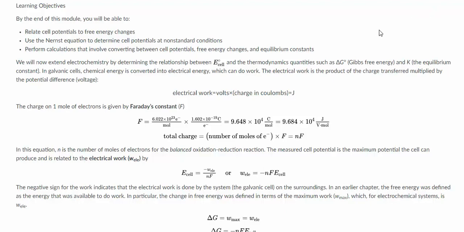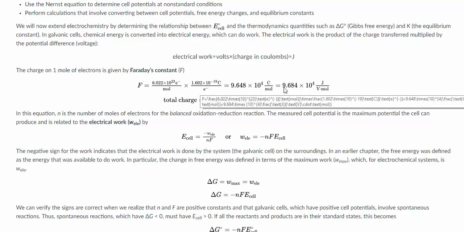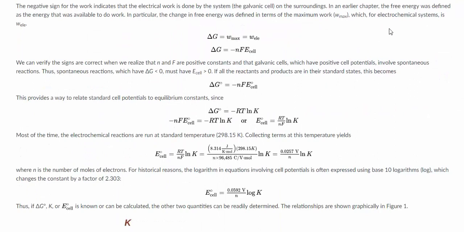For the most part, the Faraday's constant you need to remember, and the one that you should be writing down in your notes, is 9.684 times 10 to the fourth joules per volt mole. Then we can use it to multiply Faraday's constant by the standard cell potential and the number of electrons used in the electrochemical cell in order to get to the delta G naught, or the Gibbs free energy.